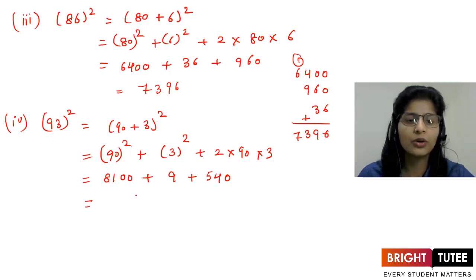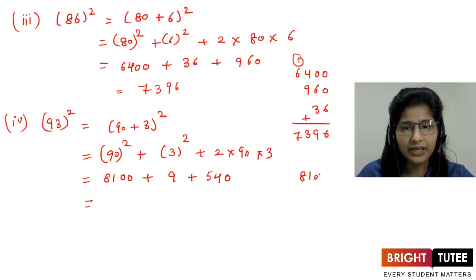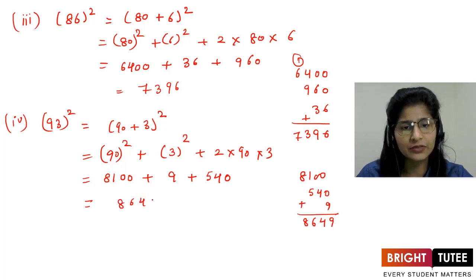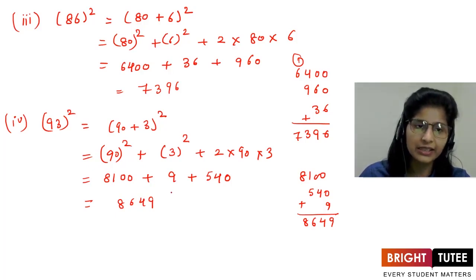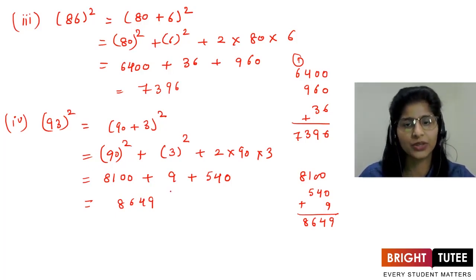Now we are going to add them all. So now we will add them. 8100, 540 and 9. So 9, here 4, 5 and 1 is 6, 8. So we get the answer as 8649. The square of 93 is calculated. Is that clear? Let's go to another part of the question.